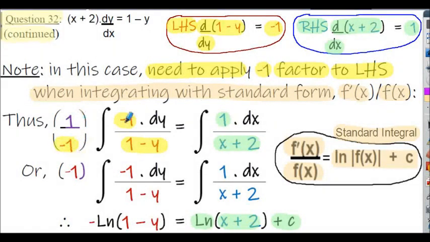I have 1 upon negative 1. Notice I've just stated the negative 1 here, because 1 divided by negative 1 in this case is negative 1. So I can simply write my solution down as ln of the denominator 1 minus y, but of course I have my negative 1 outside, factoring up the log function. So it's negative ln of 1 minus y. So that's how we use the standard integral form shown here. And in this case, it saves us having to apply integration using substitution, which is a slightly more lengthy process.